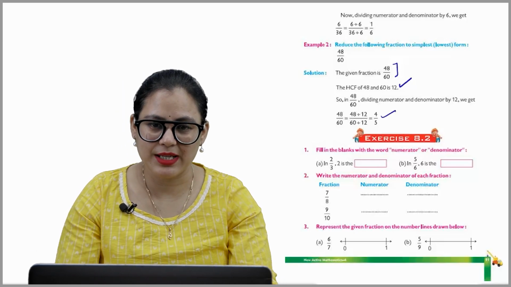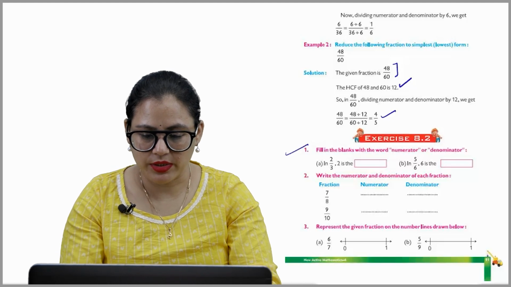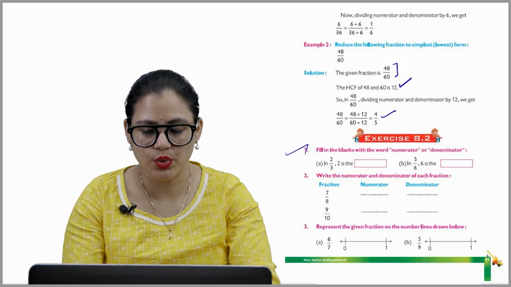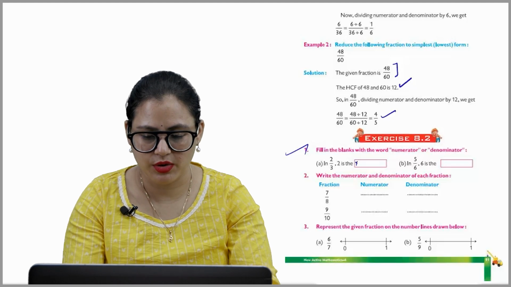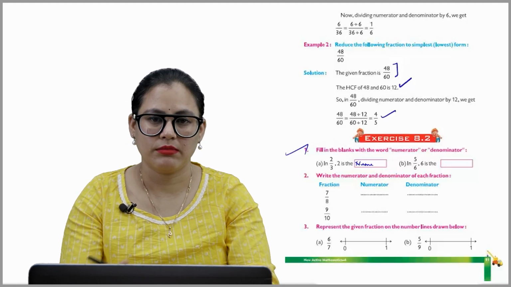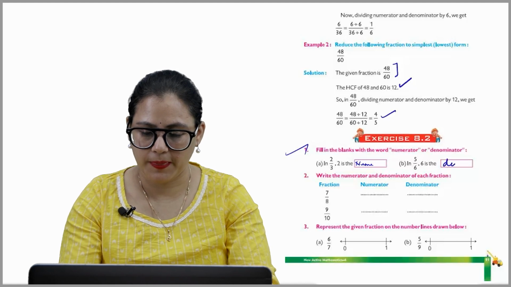Exercise 8.2. Fill in the blanks with the word numerator or denominator. In 2 by 3, 2 is, of course, the numerator. And in 5 by 6, 6 is the denominator.